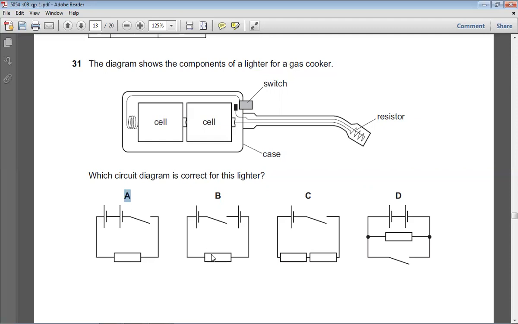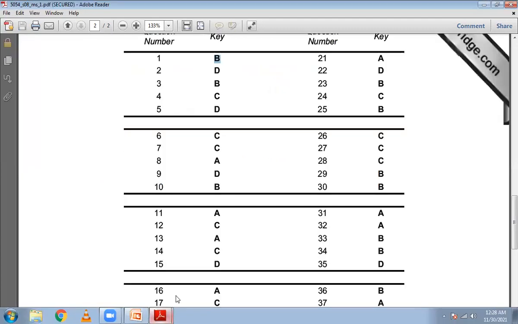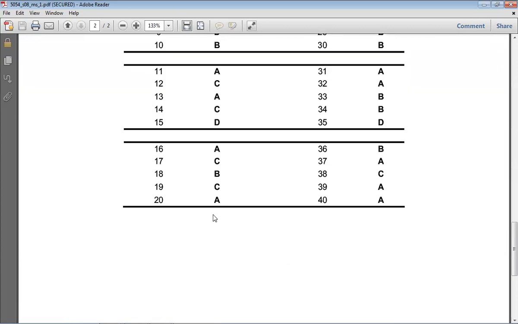Which circuit diagram is correct for the lighter? Okay, so I think A looks the best. C is wrong because it has not shown two cells. This one is wrong because, that is good, but here they have shown the switch separate and the resistor is here, which is wrong. So I think A is the right choice. Question number 31, A is the right option, sir.